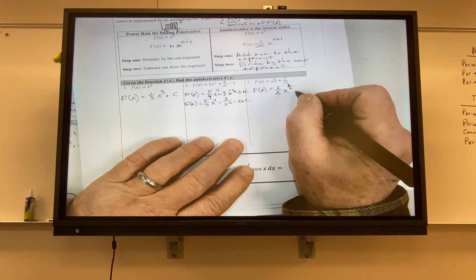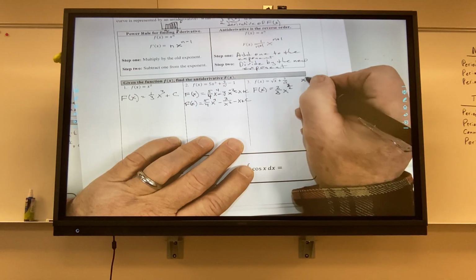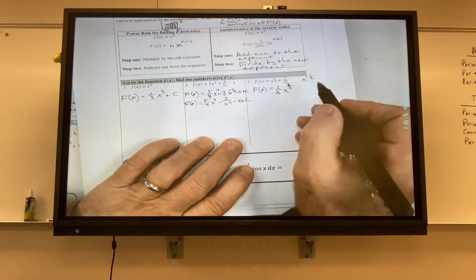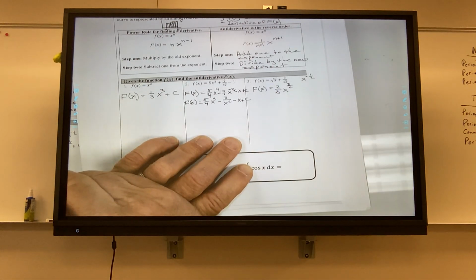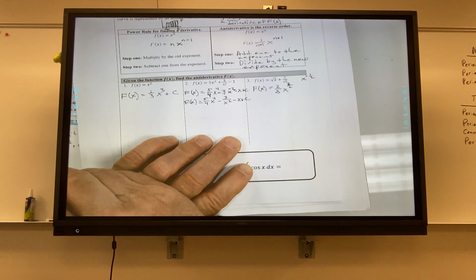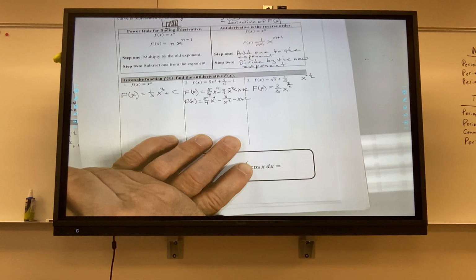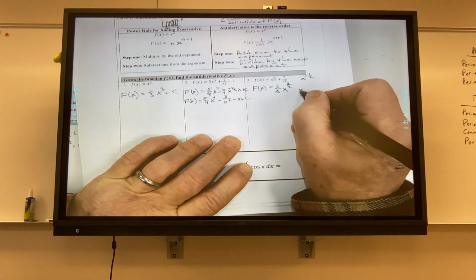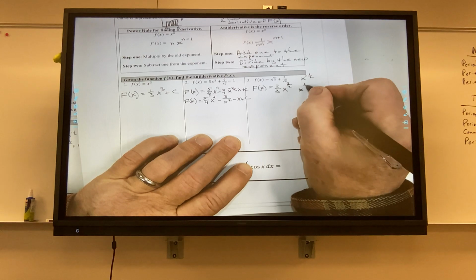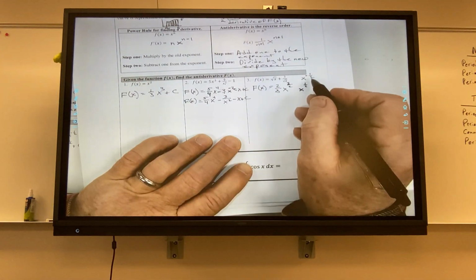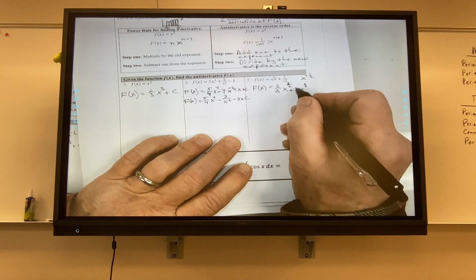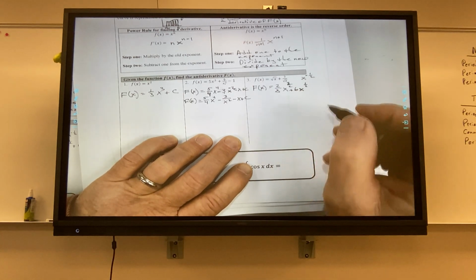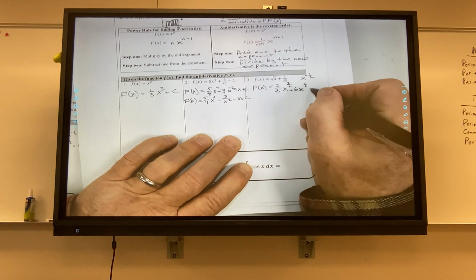Well, right now I have x to the negative 1/2, correct? Yep. And I'm going to add 1 to that. What's your exponent going to be? 1/2, correct? So you're going to multiply by the reciprocal, and you're going to get 6. And then what else? Plus c.